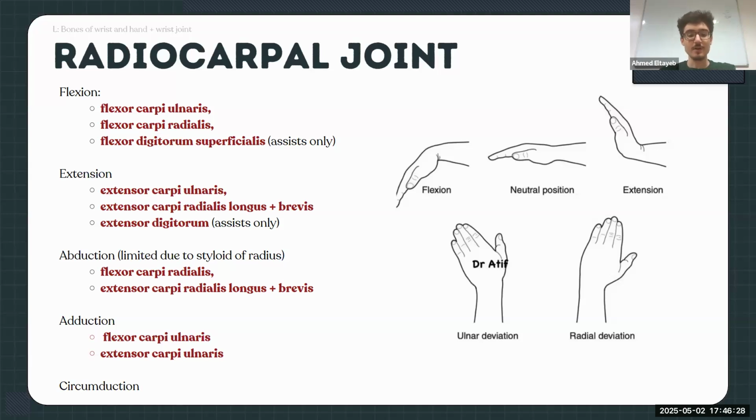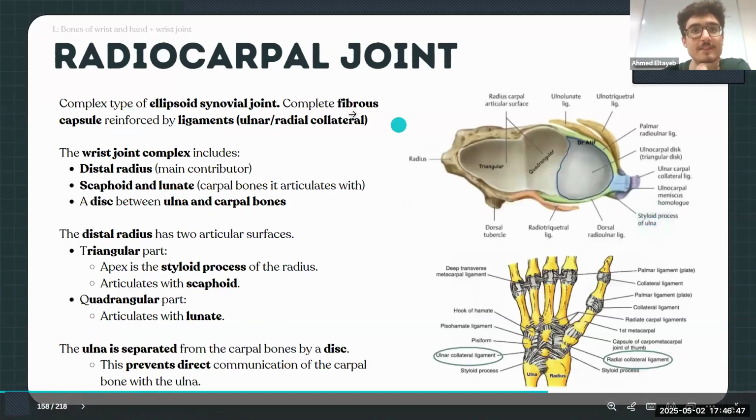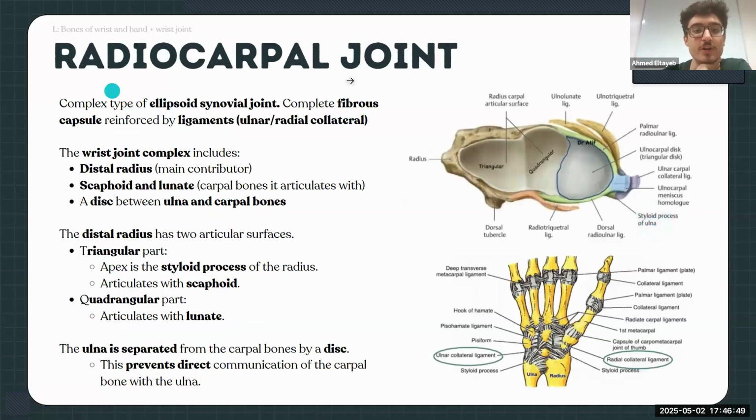When I want to adduct my hand closer to me, it's my medial muscle groups right here. So it's going to be my flexor carpi ulnaris, and it's going to be my extensor carpi ulnaris. Okay. What about circumduction? All of them. Now, let's talk about the radiocarpal joint, like its anatomy.